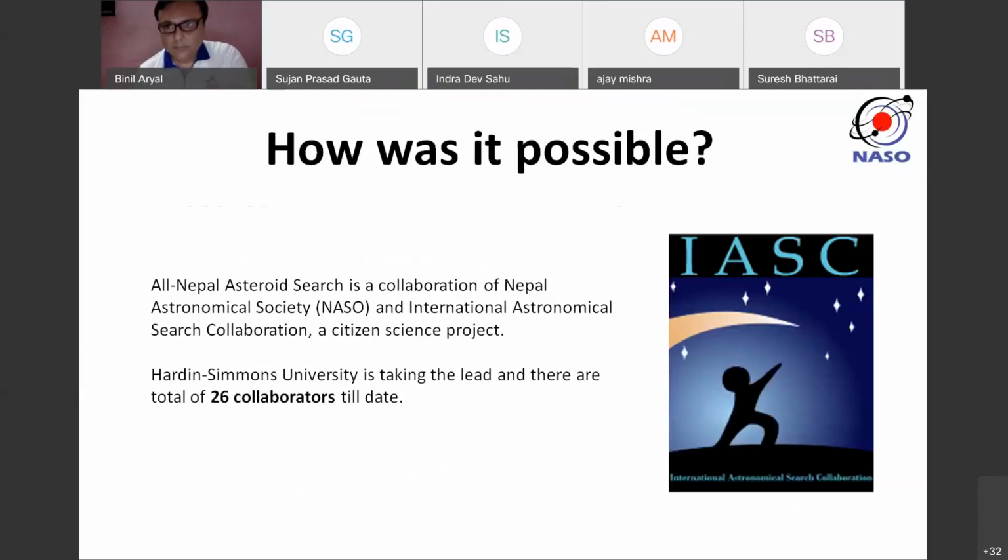It was possible as part of our collaborative approach. We partnered with the International Astronomical Search Collaboration, we call IASC. It's a citizen science project. Now it has got funding from NASA, so it's more robust than before because they have more infrastructure. Before, we used to email all the reports; now we can submit our report from the web. Today we have about 26 collaborators, and Hardin-Simmons University is taking the lead for this initiative.